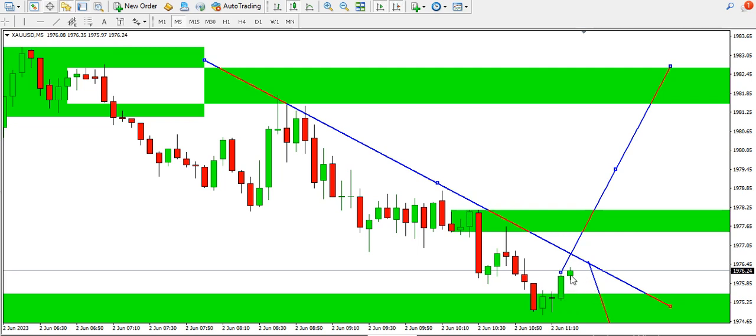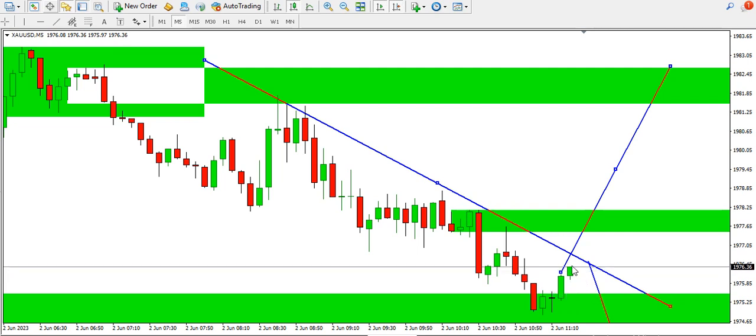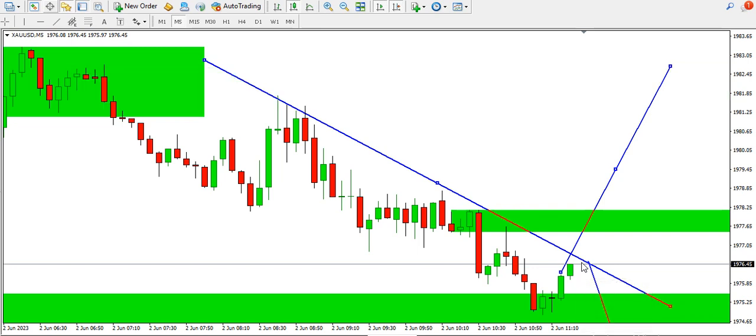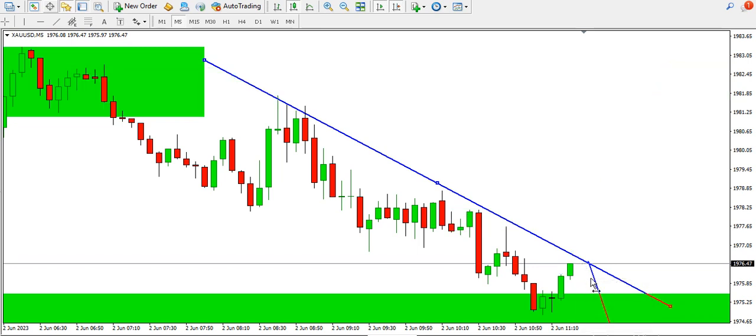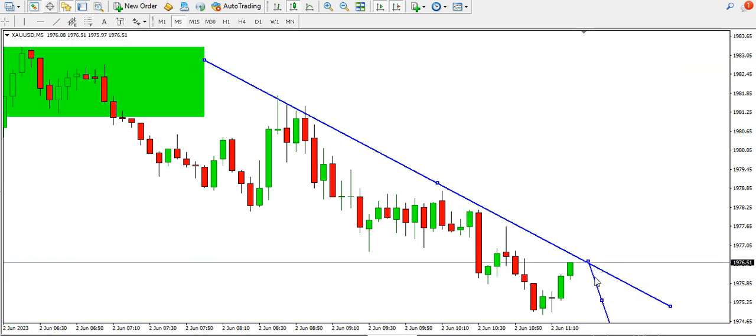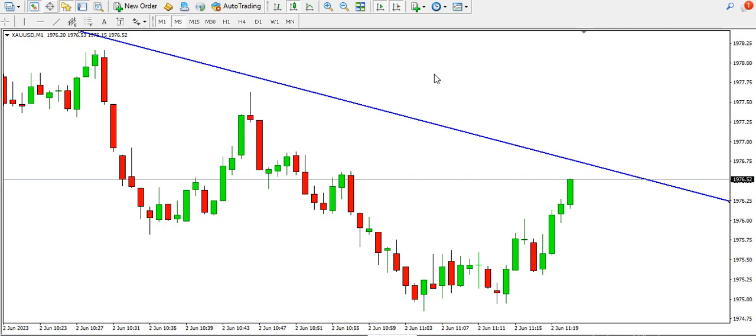It's currently sliding. We might look for selling opportunities for the price of gold for now, until you see a break above this descending trend line. You might want to consider selling gold for now.